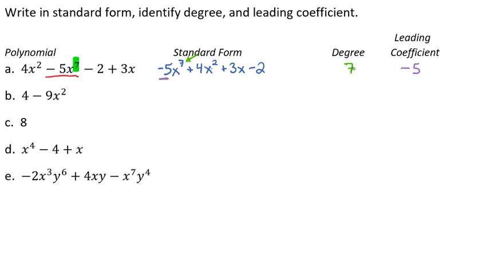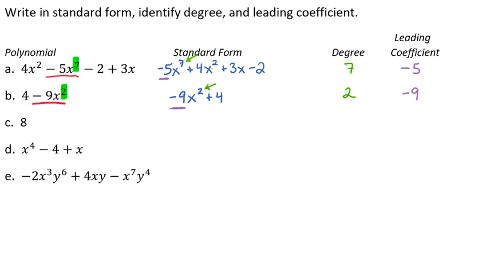So let's look at our next problem. Here we have 4 minus 9x squared, and so we're going to find the largest power, which is a 2, which means that this is the term that we will write first. So we're going to write negative 9x squared, and then we have a positive 4. Here we see that we have a degree of 2 and a leading coefficient of negative 9. Again, we know that the leading coefficient is negative 9 because that is the coefficient in front of our first term. And the degree is 2 because that is our largest exponent.